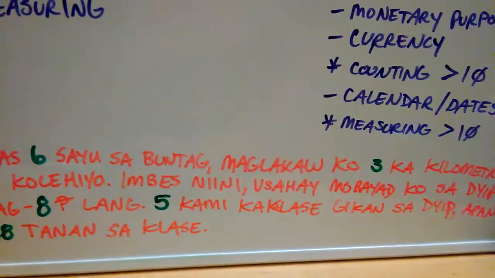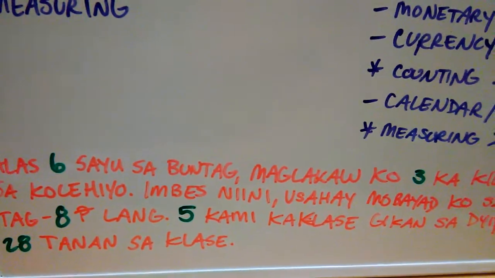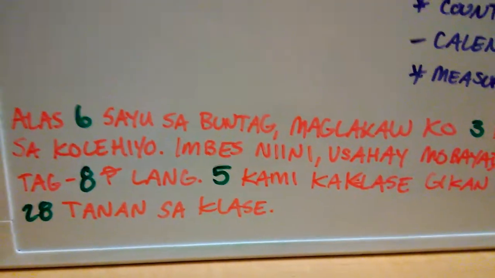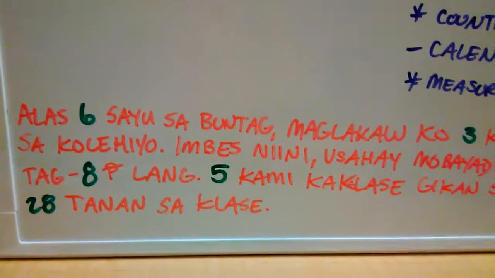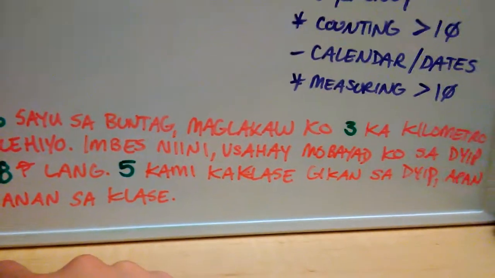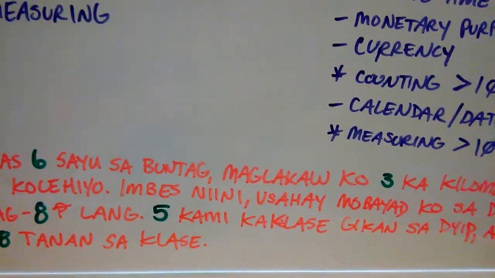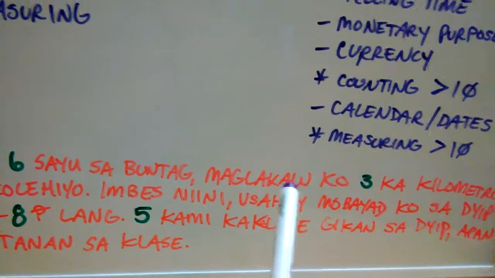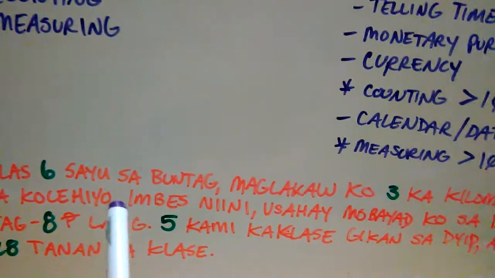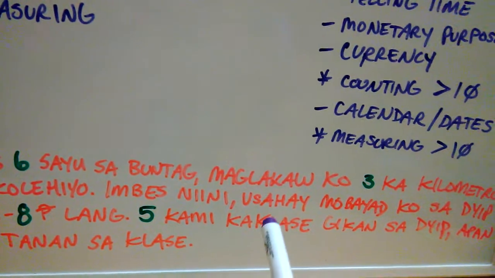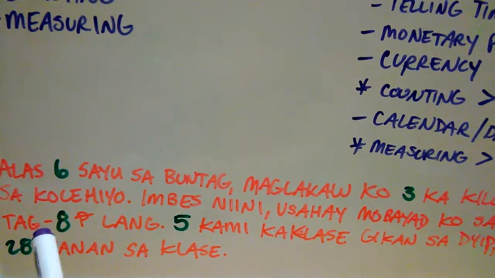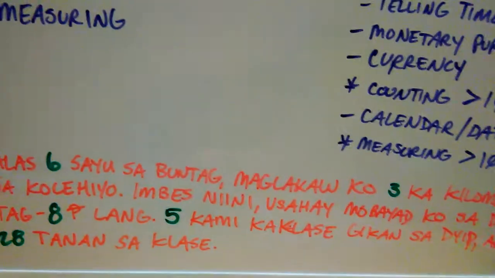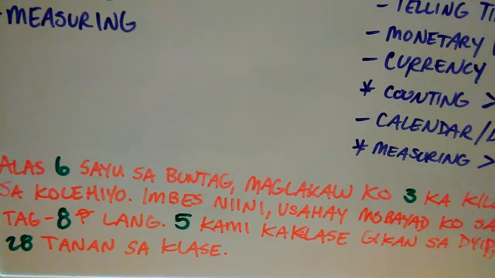And down here I wrote a simple paragraph of when to use the numbers and how to switch about. So just listen to how I'll read this little paragraph and you'll understand, okay? Alas 6 sayo sa buntag, maglakaw ko 3 kilometro sa kolehiyo. Imbes ni ini, usahay mo bayad ko sa jeep. Tag 8 pesos lang. 5 kami kaklase gikan sa jeep. Apan, 28 tanan sa klase.